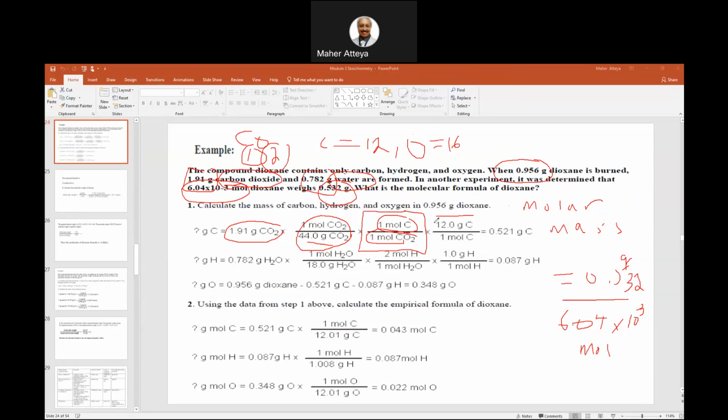Then you multiply by the atomic mass of carbon, which is 12 grams per mole. See how nice it is: grams of CO2 cancels with grams of CO2, moles of CO2 cancels with moles of CO2, and moles of carbon goes out more, and you get the number in grams. We need to know the oxygen grams so we can determine the ratio between the moles of carbon, hydrogen, and oxygen.